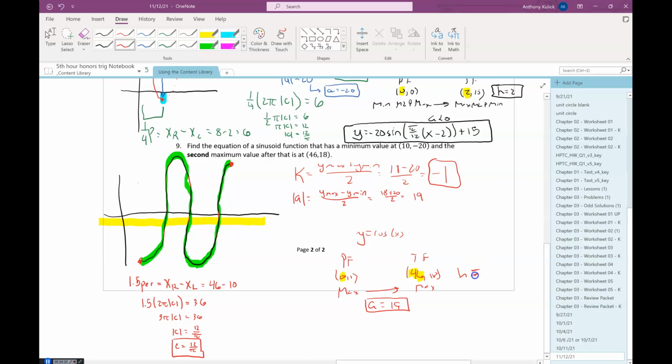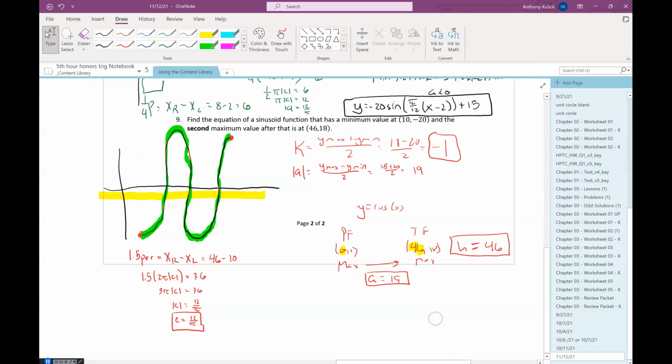Oh, okay. Because you're switching the type of extreme points. You're going up instead of down. Yep. And that's everything I need. The K is just the midline. The K is the midline, yeah.